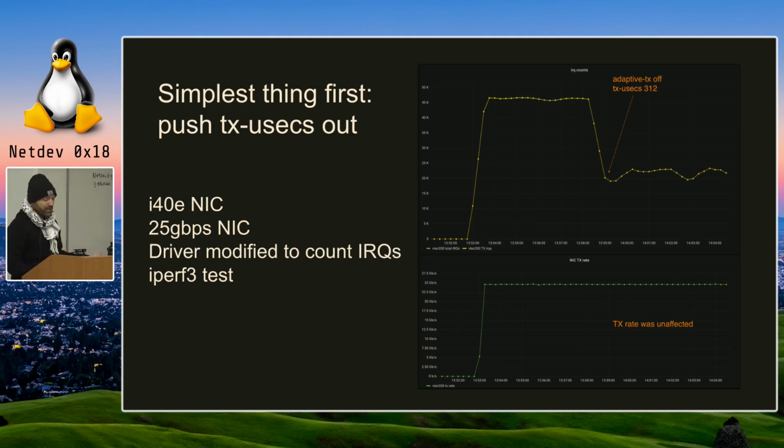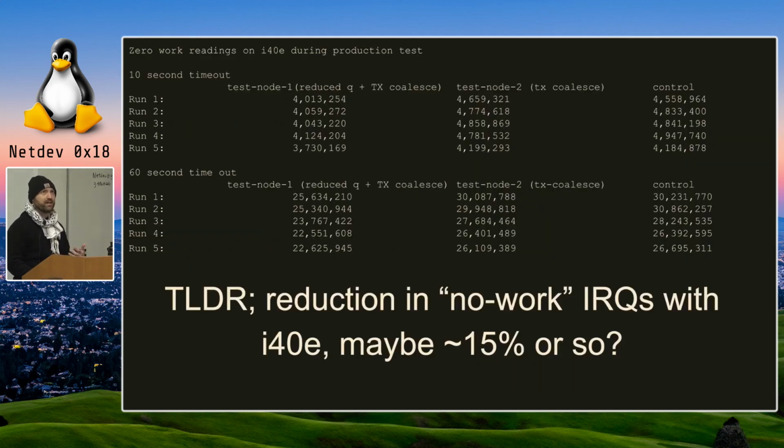So I thought that was interesting, and I was like, okay, let me try running this on a machine in production and get some actual data on i40E and Mellanox 5 if we play with IRQ coalescing. And so I did that. You don't have to worry about the numbers. The slides will be online later. You can download it and look at the numbers if you want.